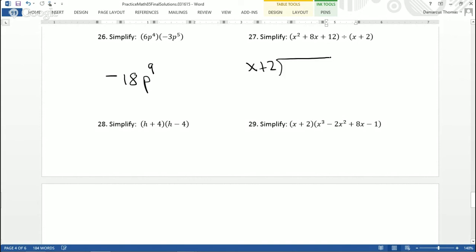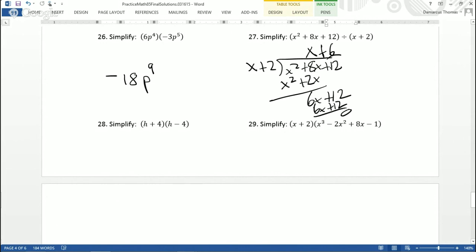Long division. What can we multiply the x plus 2 by to get an x squared leading term? And that's x. Now multiply that out. You get x squared plus 2x. When you subtract, you get 6x plus 12. And now what do we multiply the x plus 2 by to get a leading coefficient of 6? And you get 6x plus 12. And that's a remainder 0. So the answer, the quotient is x plus 6. And that is the answer.